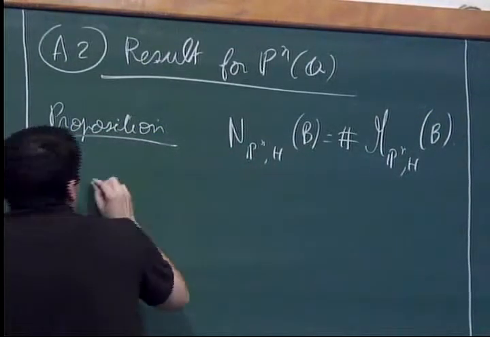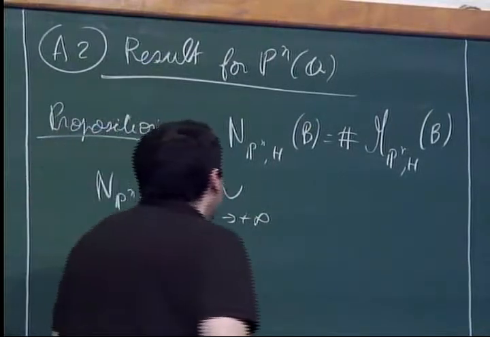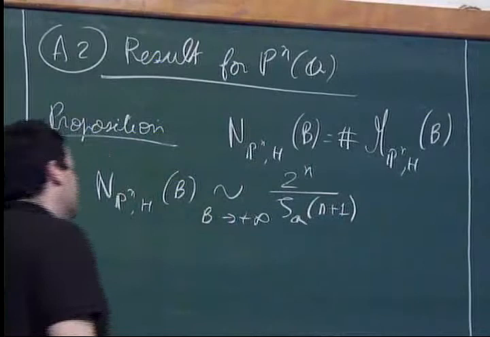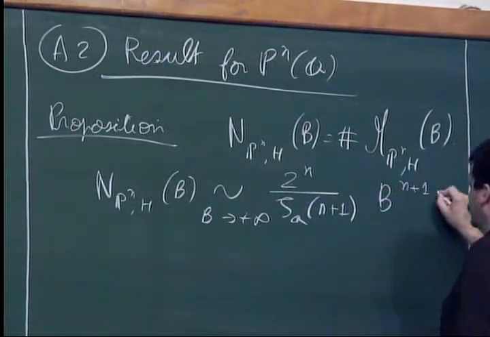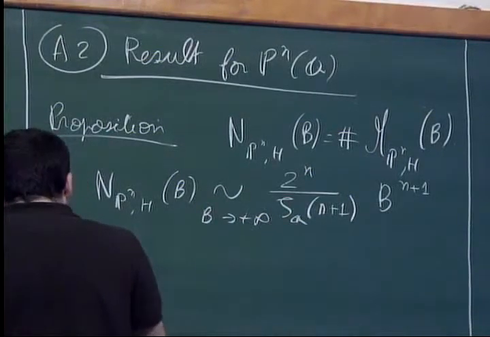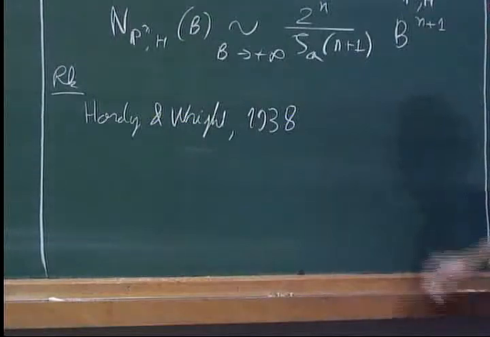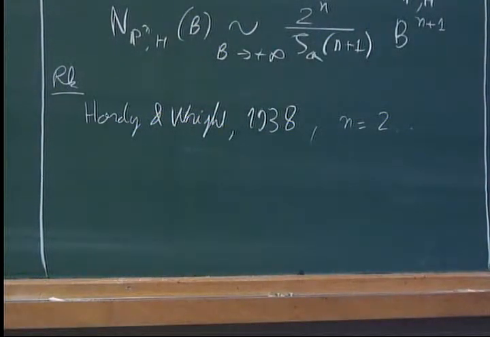And the result is that this cardinal is equivalent, as B goes to infinity, to 2 to the power n divided by zeta of n plus 1, where zeta is the usual Riemann zeta function, times B to the power n plus 1. And this is something you can already find in the book by Hardy and Wright in 1938, at least for n equal to 2. Looking at the number of points of bounded height on projective varieties came a little bit later on and was not looked at at that time, but in fact the result is already there.